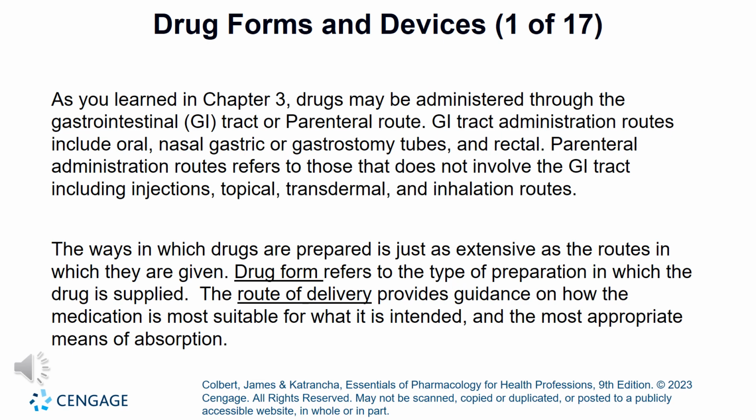Drug forms and devices. As you learned in Chapter 3, drugs can be administered through the gastrointestinal or GI tract or the parenteral route. GI tract refers to routes that include the oral, nasogastric or gastrostomy tubes, and rectal. Parenteral administration routes are those that do not involve the GI tract, and those are your injections, topical, transdermal, and inhalation routes.